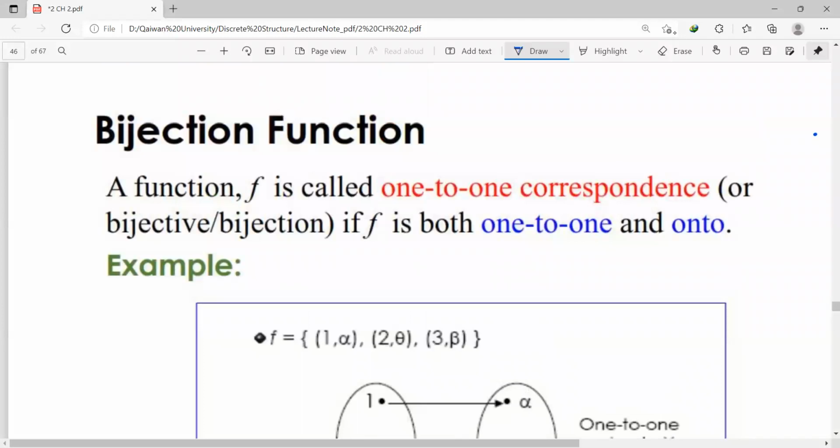Now we have bijection function. We say a function is bijection or one-to-one correspondence if it satisfies two conditions: if the function is one-to-one and also if it is onto. If you have a function that is both one-to-one and onto, we say the function is a bijection function. And also we can say it's one-to-one correspondence.